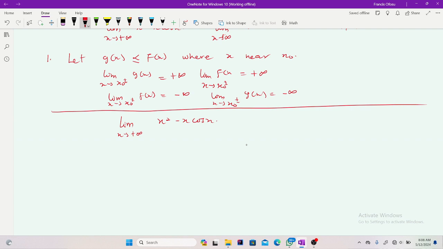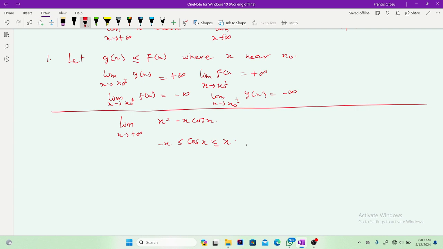Now you know that you have cos x. Because x is approaching positive infinity, you see that x is greater than or equal to 0. Therefore, cos x will be greater than or equal to negative 1 and less than or equal to positive 1, so at this point, what can I do?